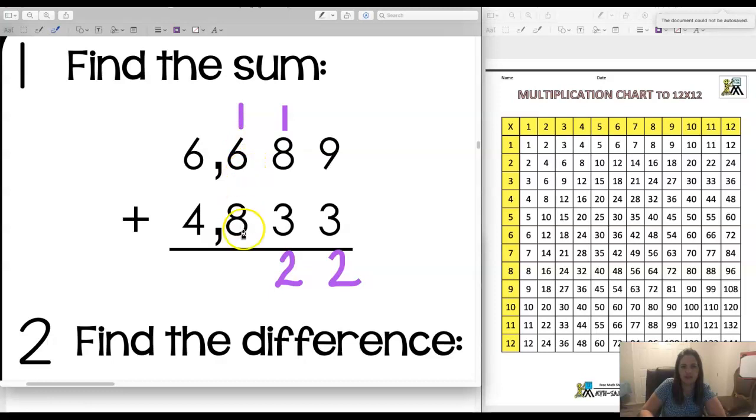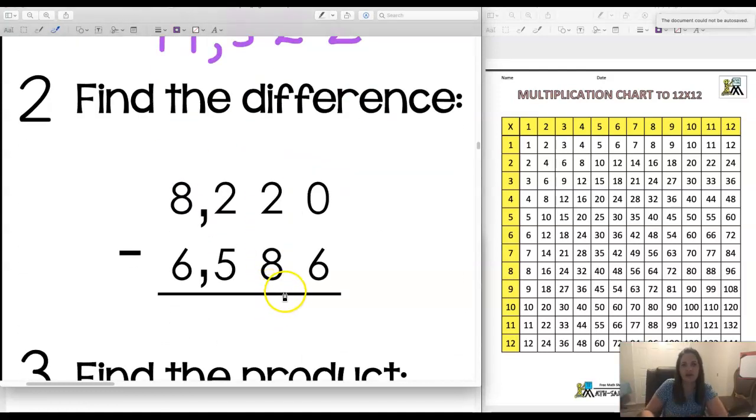1 plus 6 is 7, plus 8 equals 15. Write down the 5, bundle the other 10 hundreds, and put them above the thousands. 1 plus 6 is 7, 7 plus 4 equals 11. Count your digits, 1, 2, 3, and put your comma. All your commas should line up. 6,689 plus 4,833 equals 11,522.